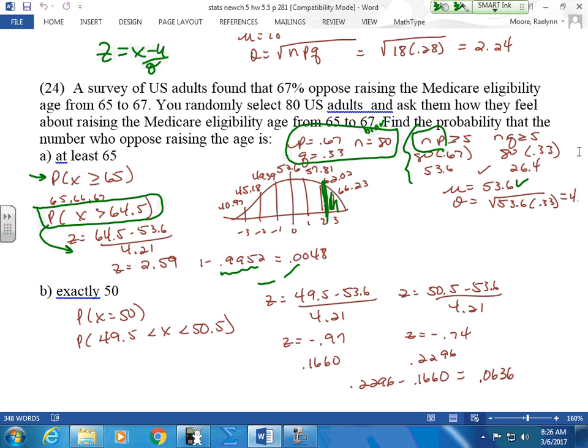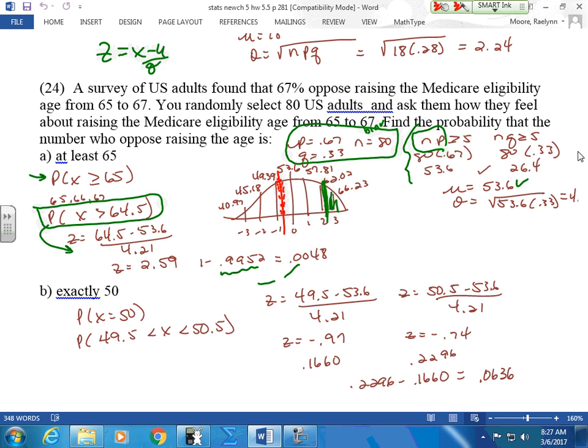Well, 65 people, that's a lot of people, so you want people to oppose this. Exactly 50, the exactly 50 has a problem. If I look at exactly 50, it's one little line like this. It has no area. No area to the left, no area to the right, no area on the line. So at exactly, you have to expand down and up. You actually have to make it a bar. You have to give it a little bar so we can find the area. Again, picking an exactly number is hard. Okay?